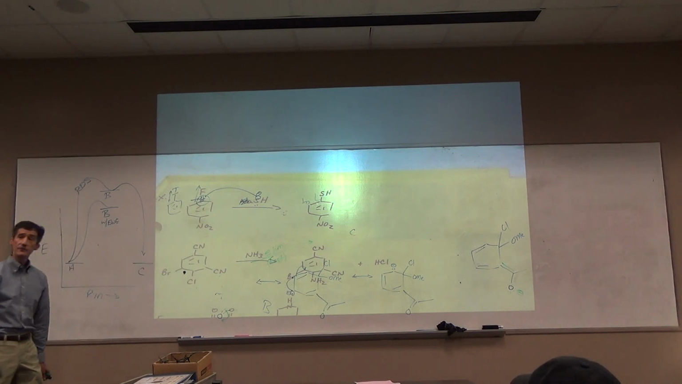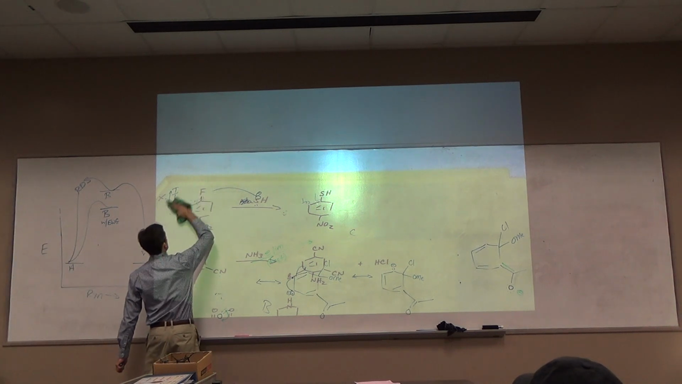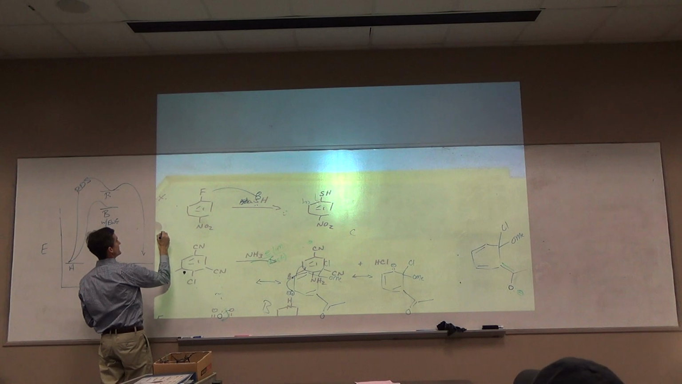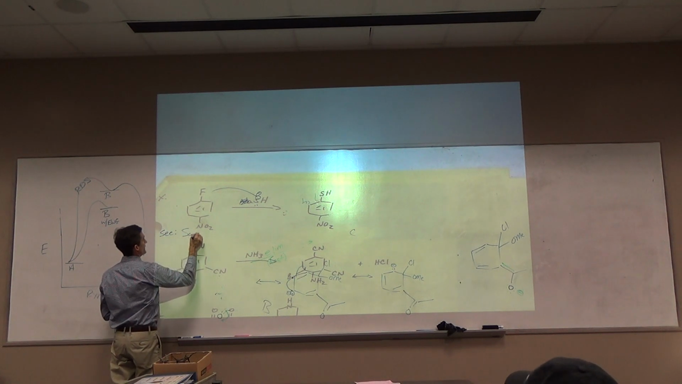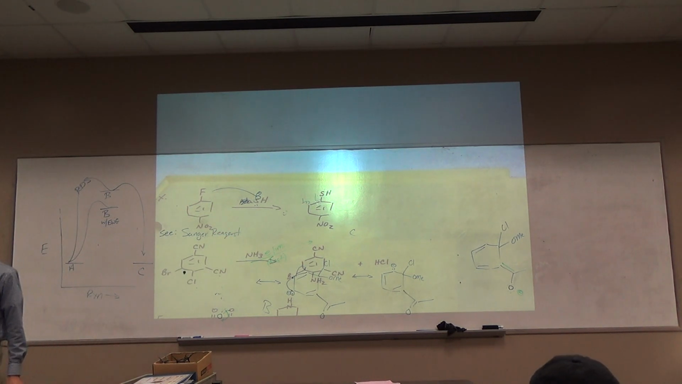Okay, so actually F is the best leaving group for NAS because it makes the carbon there more partial positive, and it gets the nucleophile to come in. All right? And you can actually look up the Sanger reagent. I looked that up on the wiki. It's used for labeling, I think, amino acids or something in biochemistry. But it's doing an NAS and it's kicking off a fluorine.